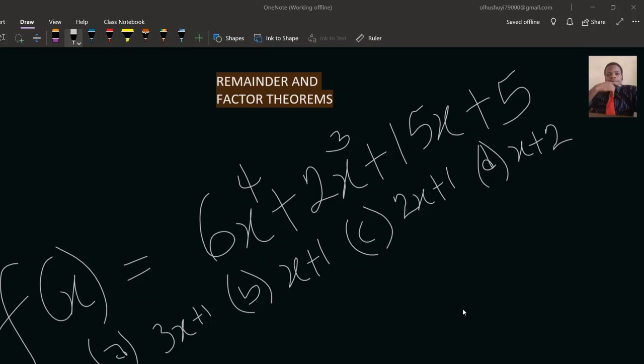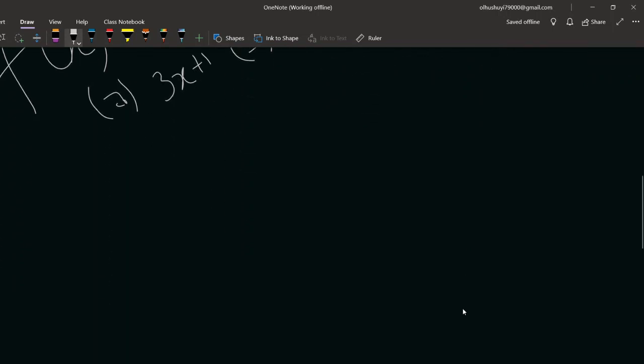In the previous video, we treated polynomial addition and subtraction of polynomials. We want to take that ahead a bit further by treating remainder and factor theorems. If you're dealing with remainder and factor theorems, you need a knowledge of something like this.